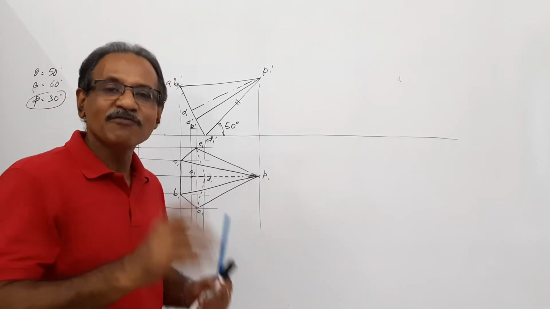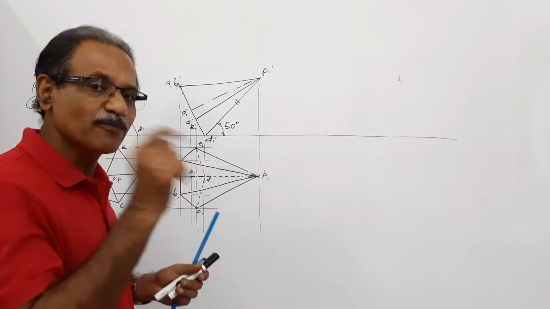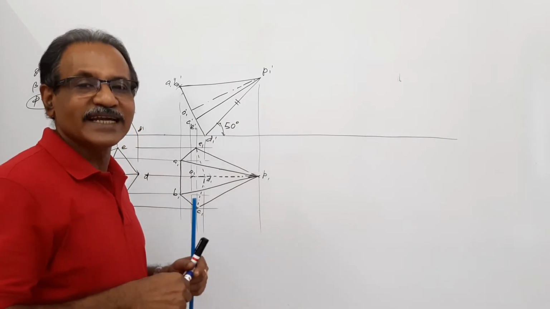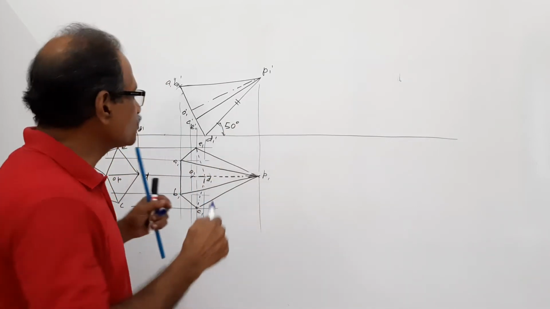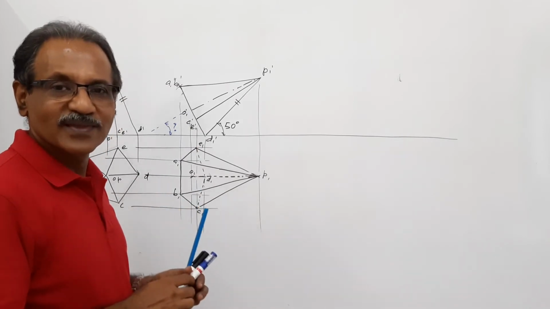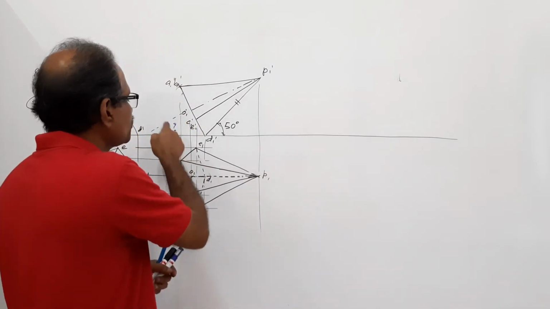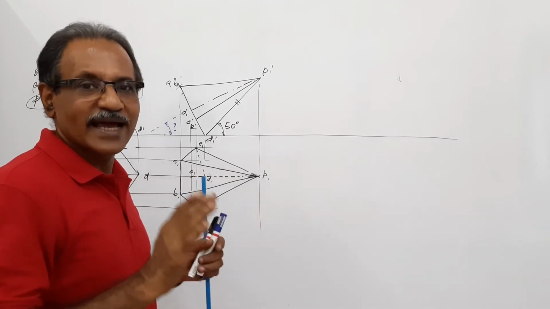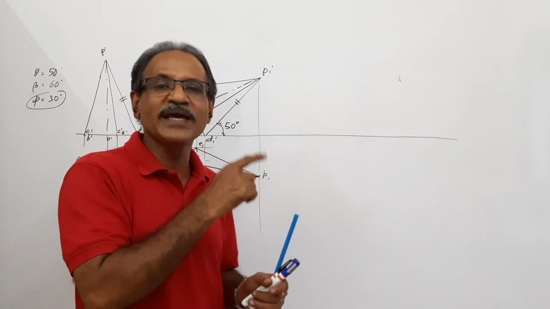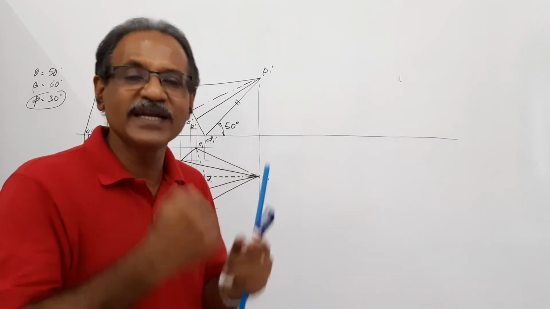This is the plan. How is the pyramid now? The pyramid is standing on HP on a corner of base, with the slant edge containing the corner parallel to VP and 50 degrees to HP. In this position, the axis also is parallel to VP and makes some angle to HP. What is the angle to HP? Angle to HP is this. It is less than 50. I am just comparing. So the axis also is parallel to VP, making some angle less than 50 degrees to HP.